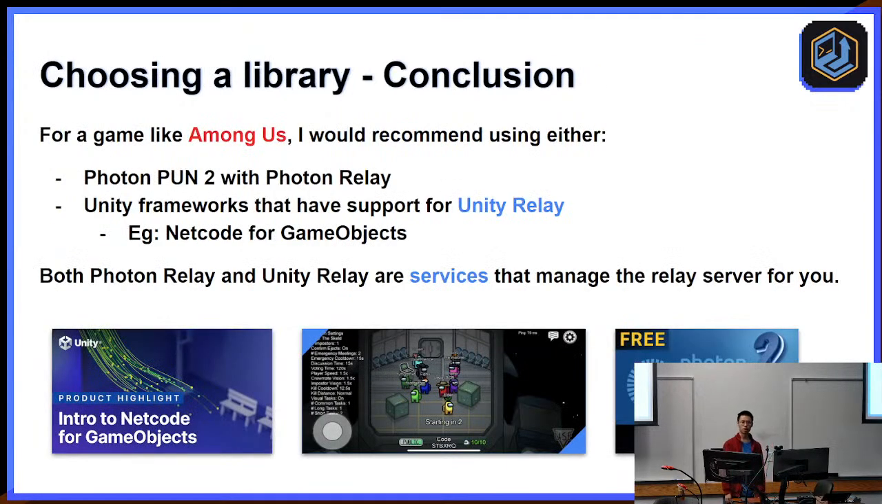So, choosing a library conclusion. For a game like Among Us, I would recommend either using Photon PUN 2 or Photon Relay, and these are all Unity frameworks, or Unity frameworks that have support for Unity Relay. Unity Relay is one of the newer services that Unity provides now, and it can integrate with network code for game objects. Depending on the framework you choose, some frameworks also have direct support for Unity Relay. And the significance of Photon Relay and Unity Relay is that they're services, so you don't have to manage the relay server yourself, and that saves you a lot of time, effort, and money.